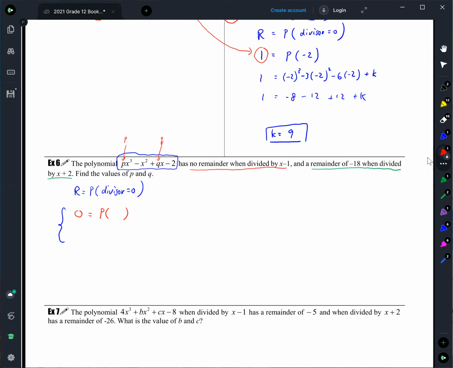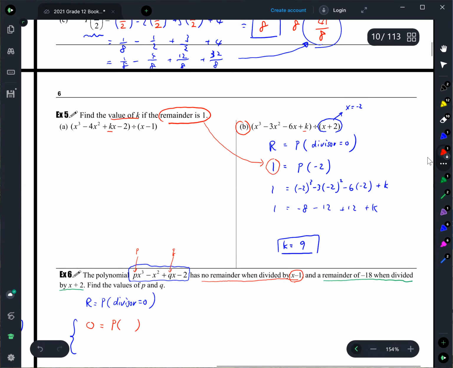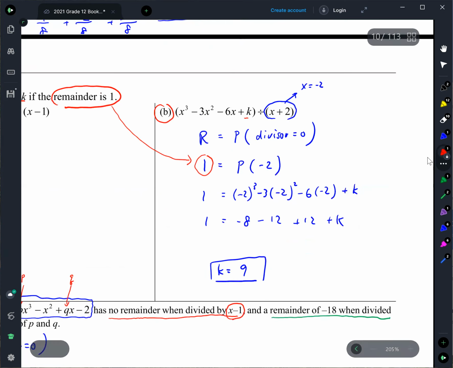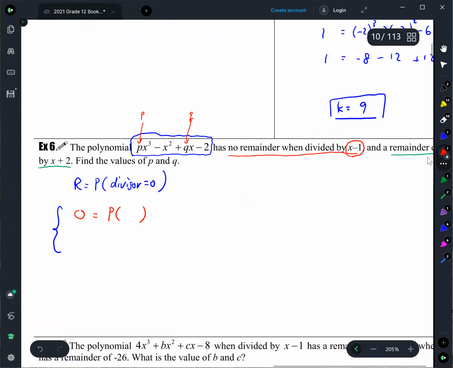If you divide by x minus 1, how do you find the remainder? What number do you plug in? I'm not sure. Okay, then we'll go back. Like over here, question B, if you divide it by x plus 2, how do you find the remainder? You put -2. Yeah, you will plug in -2, then you get the remainder of 1, because the question says the remainder is 1. Okay? So go back to this one.